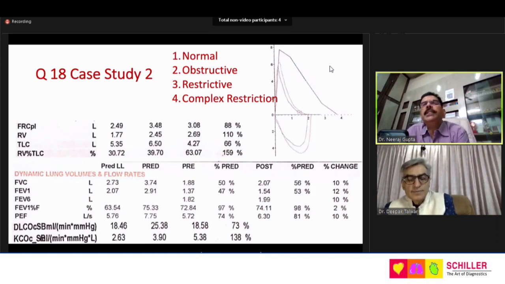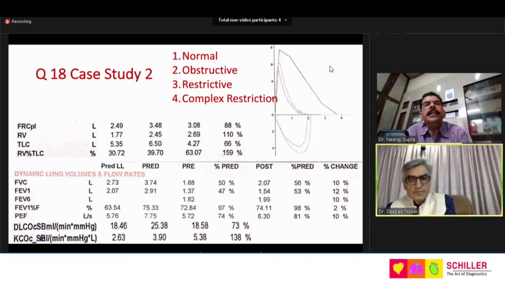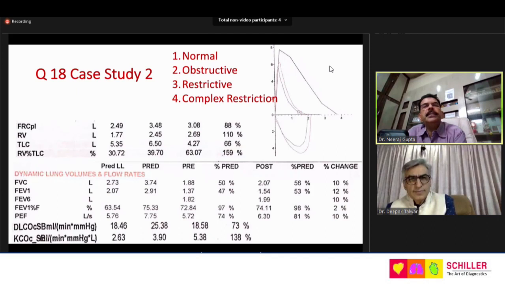But if we look at the reversibility post bronchodilator, there is a 12% change in FEV1, but it does not meet the criteria of 200 ml, only a 170 ml increase in FEV1 and 12% change. So either it is a restrictive disorder or there may be a mixed type of disorder, that is restriction plus some component of obstruction. Then have a look at DLCO, which is 73%, KCO is 138%, more than 100%.